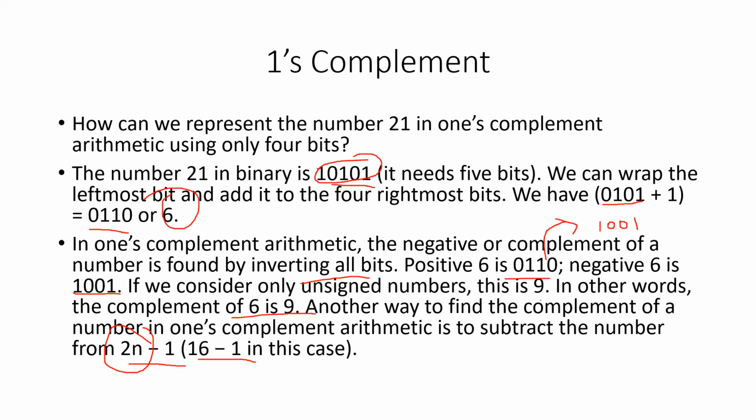So if you want to calculate the complement of a number which is in decimal, you can find out how many bits are there, then find 2 power n minus 1, and then subtract the number from 2 power n minus 1. So here 6 is there, so we can do 15 minus 6, which comes out to be 9.